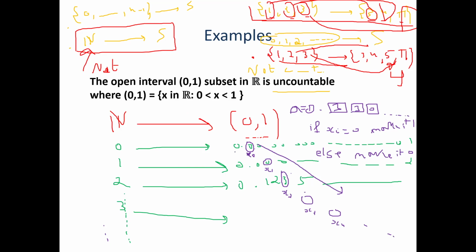Well, it's different than every number that's listed here. Why? Well, ask yourself, does A equal this first number? No, because on the first digit, here it's a 0, but here it's a 1. So they're different. Okay, what about the second digit? Does it equal that number?